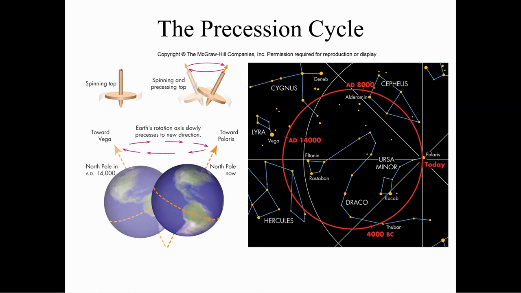In 4000 BC, it was in this area. Today, it's Polaris. In the year 8000, it will be more in this area. And then in the year 14,000, it will be Vega. So it changes slowly. And that, my friends, is the end of the notes for Chapter 6, the Earth.